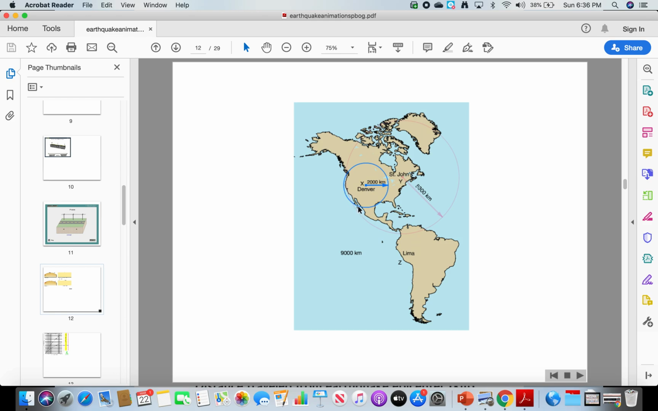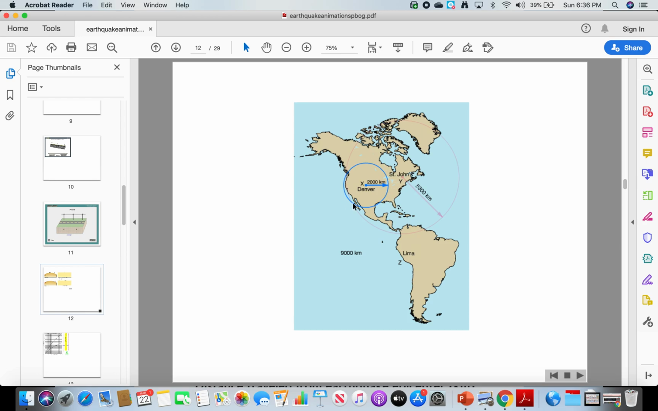Here, there, or over there. Up in Alaska, Canada, it could be in the Pacific Ocean. It can be anywhere on that circle, because all this seismograph station knows is, I'm 2,000 kilometers from the epicenter.